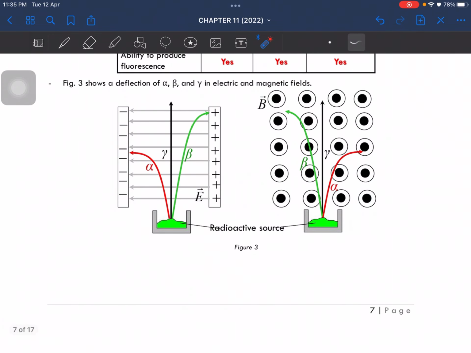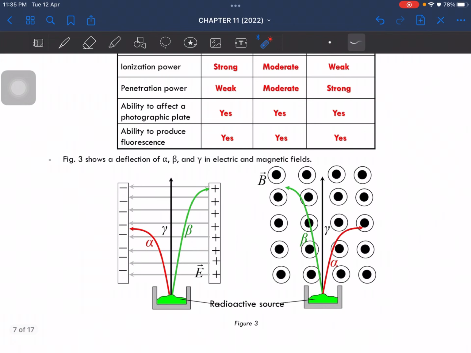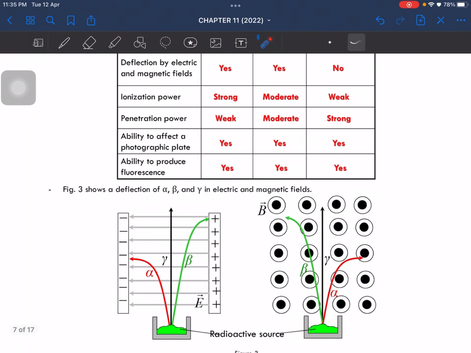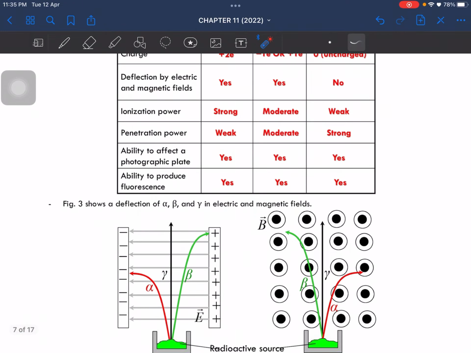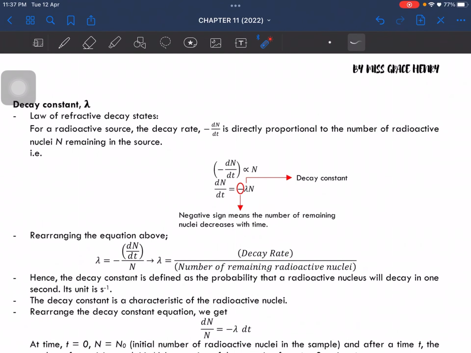Okay, so this figure is showing the deflection of alpha, beta, and gamma in electric and magnetic field. Okay, so remember the gamma ray is uncharged, so it won't be affected by any of these plates. That's why it goes in a straight line. Okay, and then untuk alpha pula, it is a positive charge, so it will be attracted to the negative terminal. Same as the beta particle, it is a negative charge, so it would be attracted to the positive terminal.